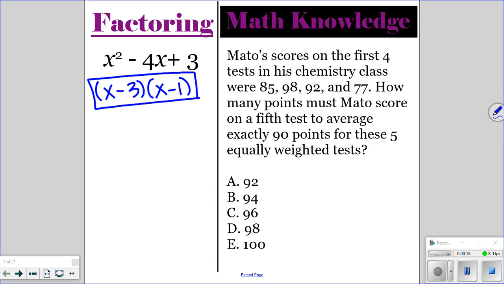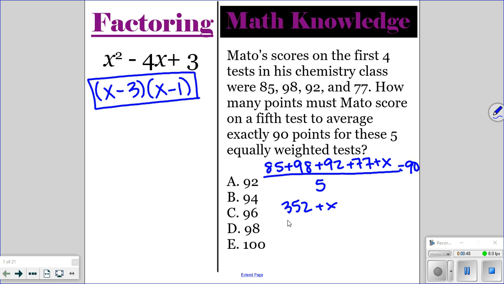For the math knowledge question, we want to average 90 on our 5 tests. So 85 plus 98 plus 92 plus 77 plus our 5th test, when you divide them all by 5, are going to need to equal 90. And so if you add 85 plus 98 plus 92 plus 77, you're going to get 352 plus x, and divide by 5 is going to need to equal 90.